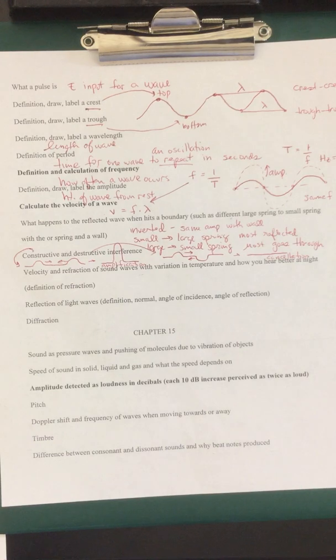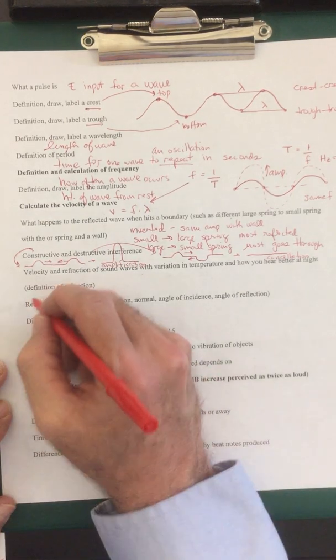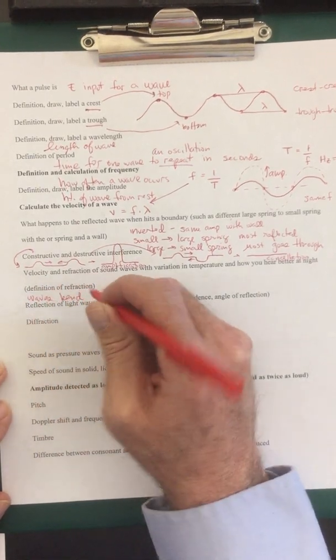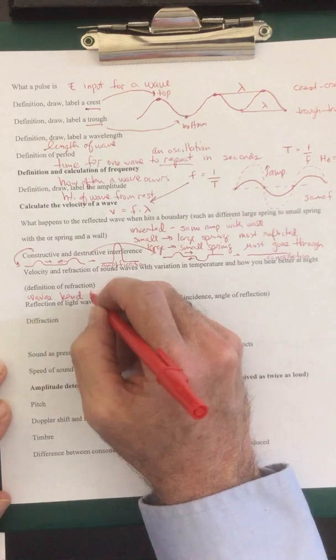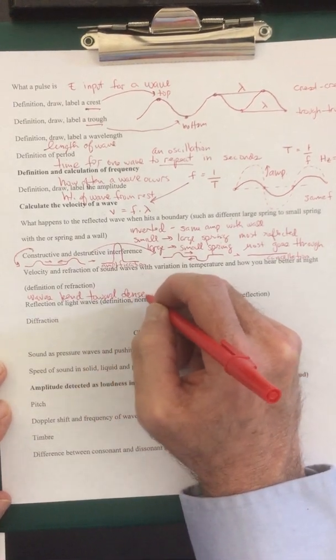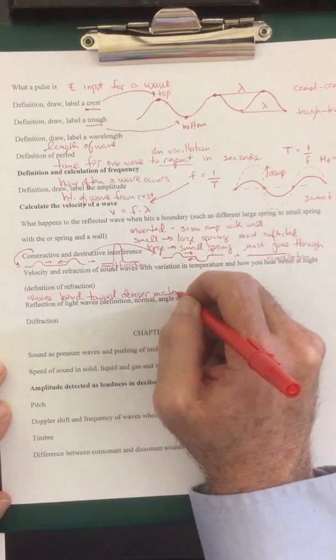Velocity and refraction of sound waves with variation in temperature and how you hear better at night. So this is the definition of refraction. The definition of refraction is when waves bend due to the density of the material. So waves bend toward the denser material.